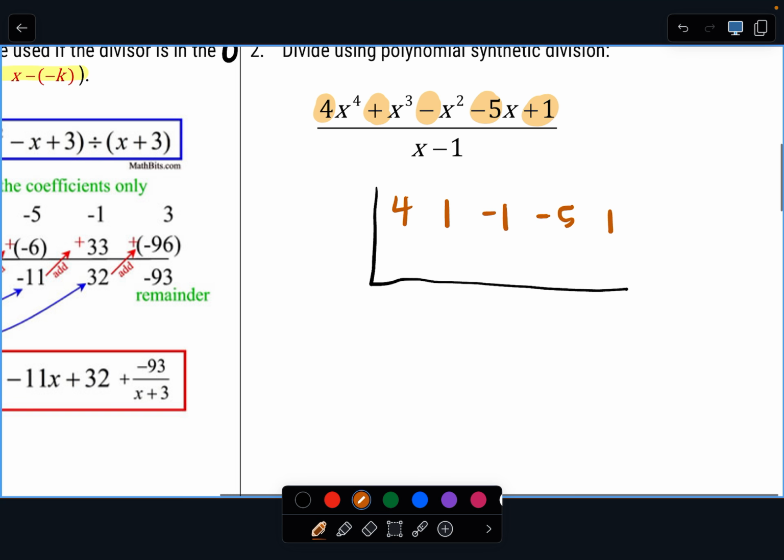The next thing we're going to do is take the divisor and set the divisor equal to 0. So if I set x minus 1 equal to 0, what is x going to be?